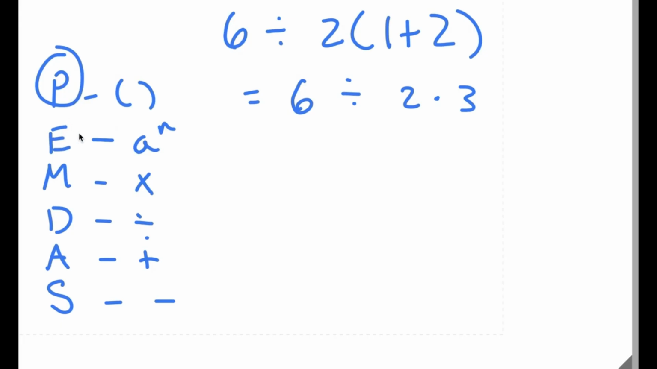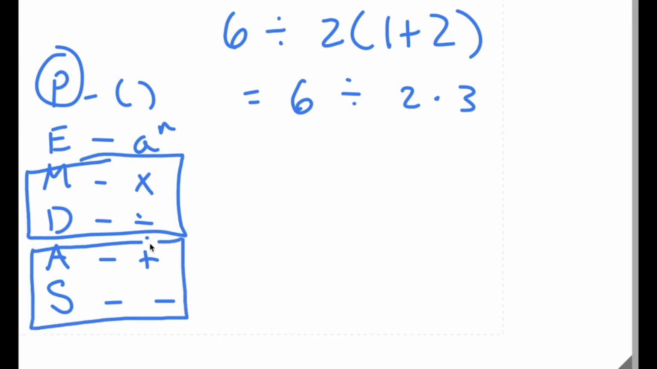We go down to exponents. Are there any exponents here? No, there aren't. So now we're going to go down to multiplication. And for multiplication and division, although it's written like this, these two are actually in the same box. And same goes with addition and subtraction. So whichever one out of these two comes first, multiplication or division, that's the one you're going to start with. So right here, going from left to right, we have division, meaning we're going to use that first.